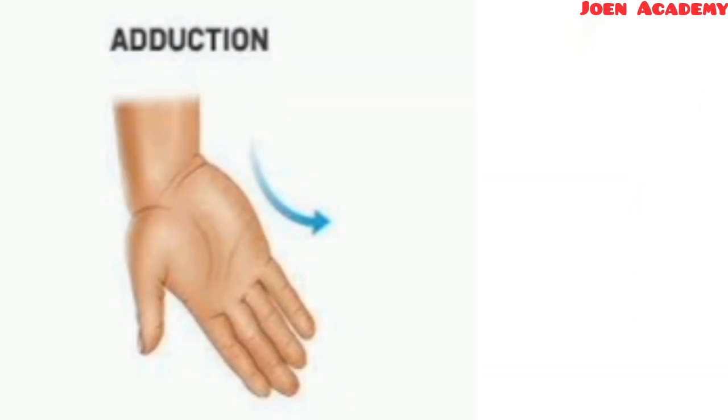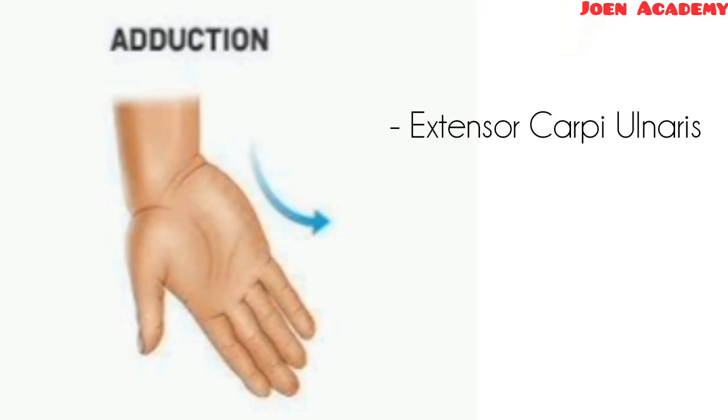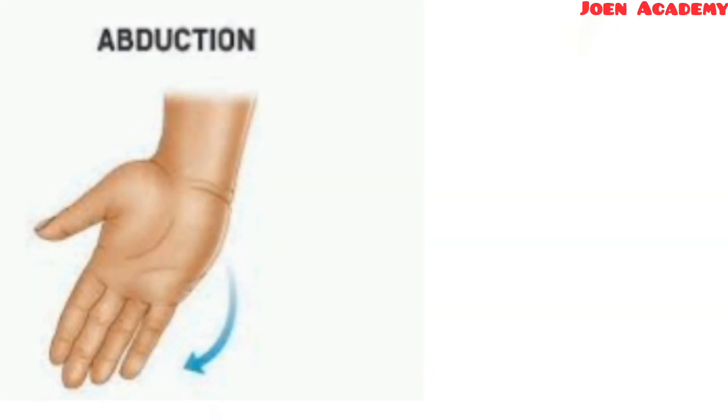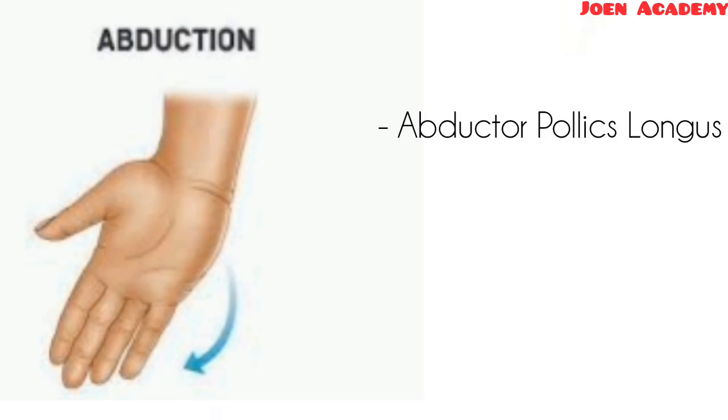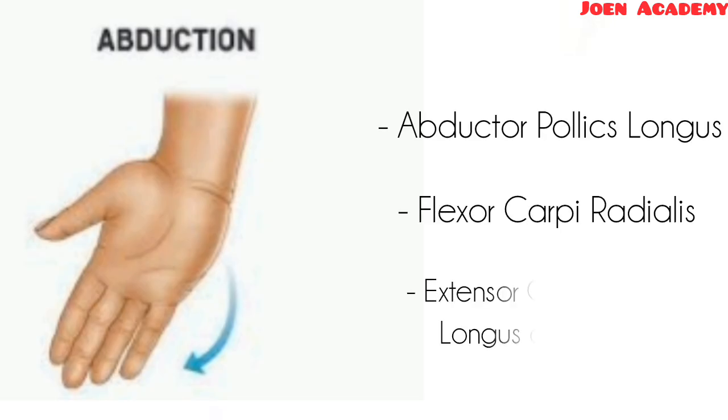The adduction movement is produced by the extensor carpi ulnaris and flexor carpi ulnaris. The abduction movement is produced by the abductor pollicis longus, flexor carpi radialis, extensor carpi radialis longus, and brevis.